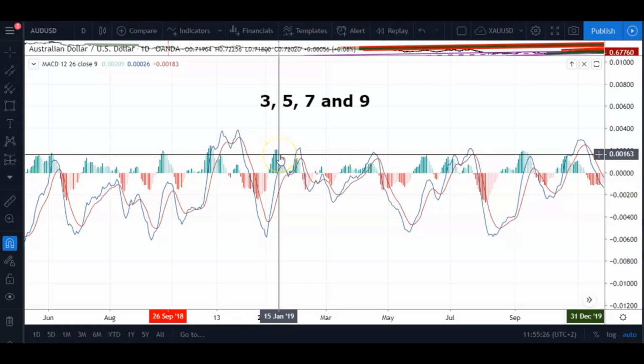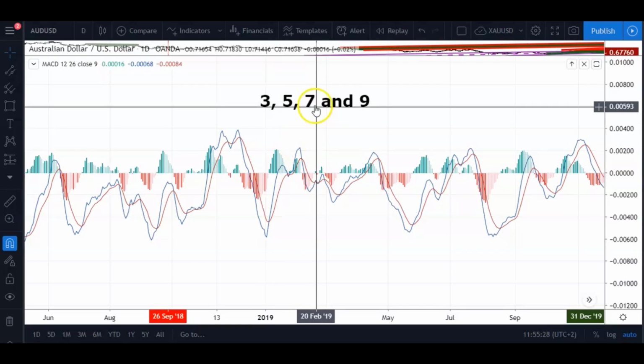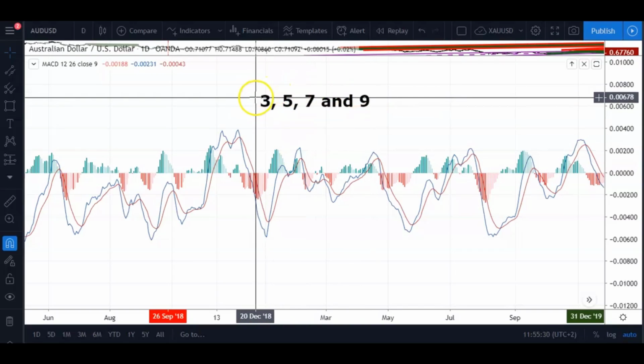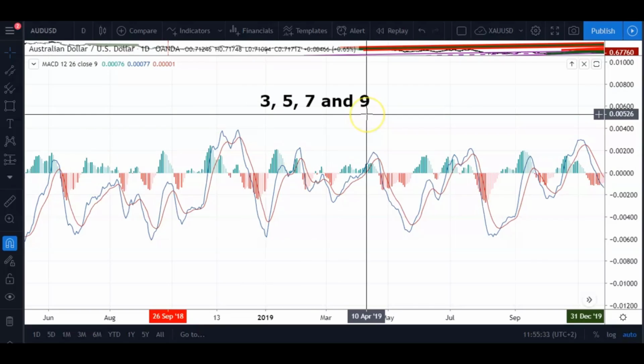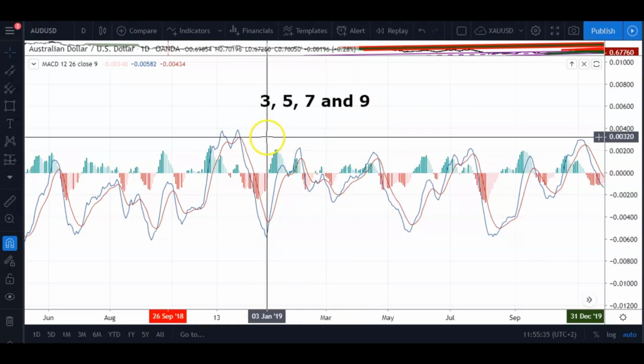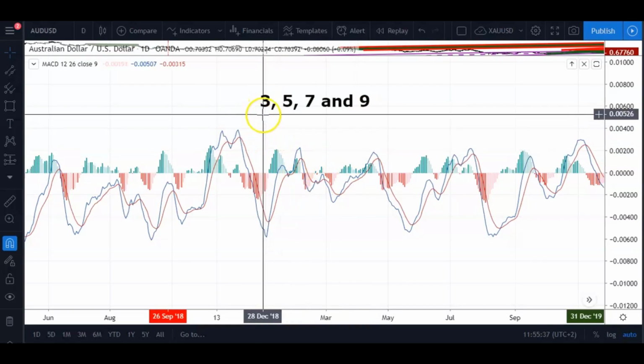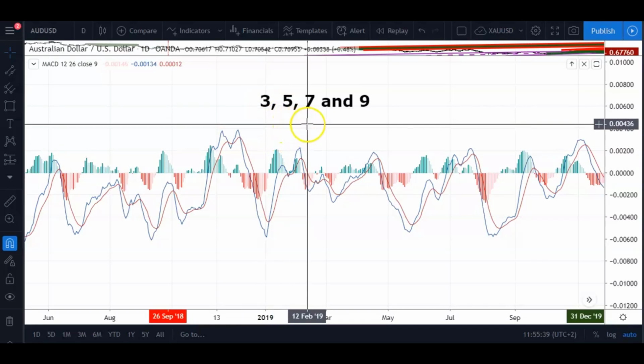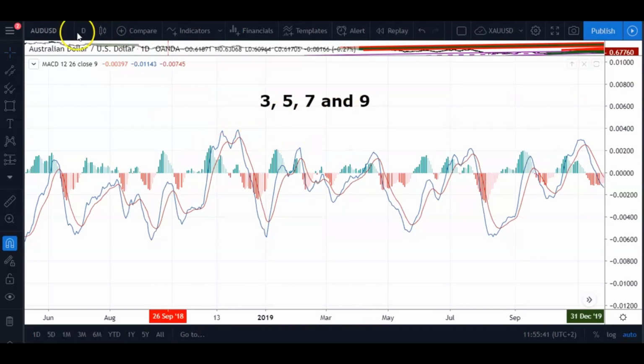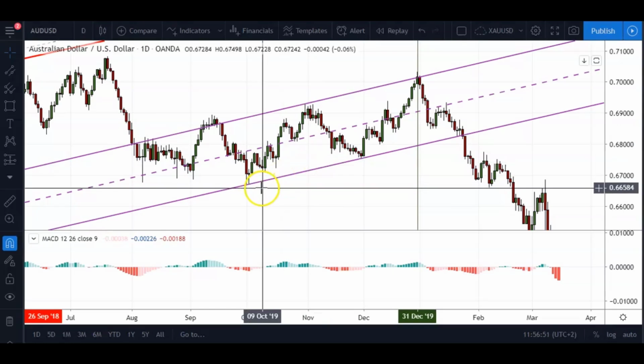So before we take a closer look at how I use the MACD to count the probable end of corrections in a very particular way, I just want you to remember the following numbers, as you'll see that they repeat over and over again in what I'm going to show you next. So remember, from now on we're looking at 3s, 5s, 7s, and 9s. Alright guys, so let's get into it.